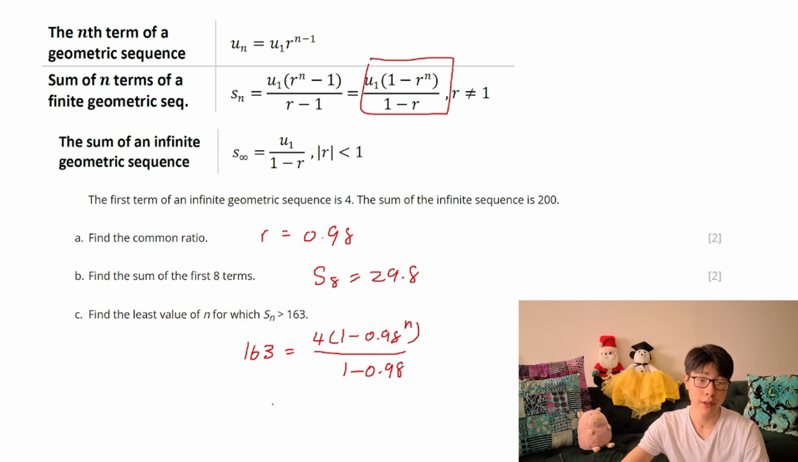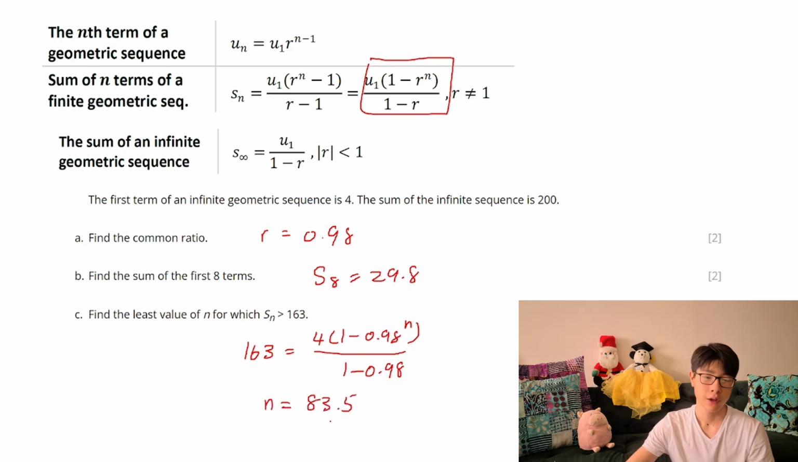And if we use our calculator or GDC and solve for n, we'll find that n doesn't actually show up as a whole number. It will be 83.5. And that's pretty weird, isn't it?